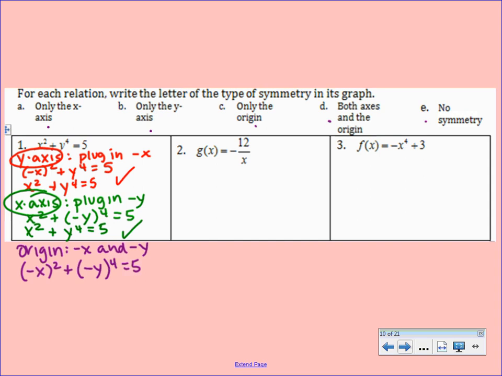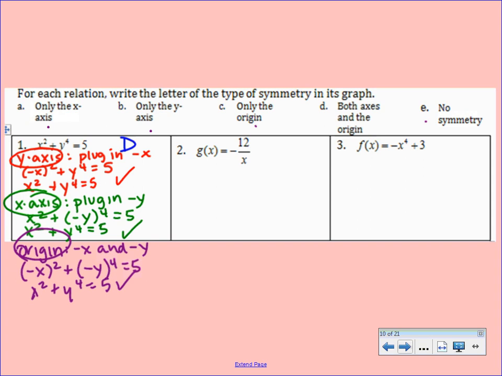Okay. So, how does this simplify? Does it give us exactly what we started with? Yeah. So this one has all 3. Cool. Alright. So let's take a look at number 2.